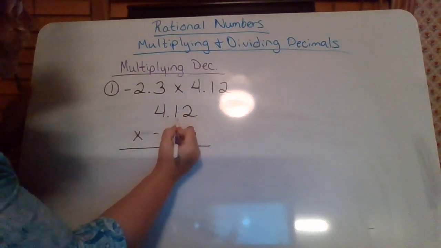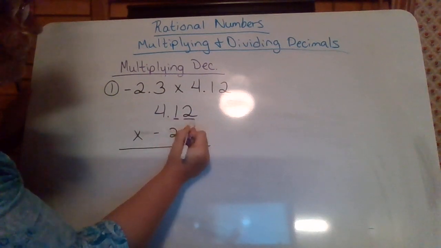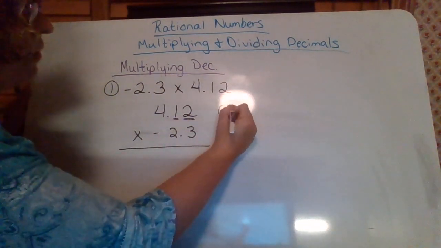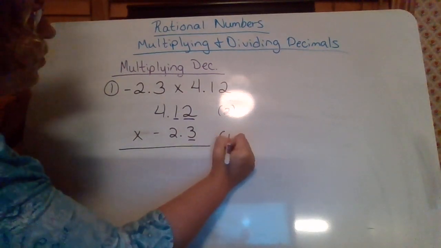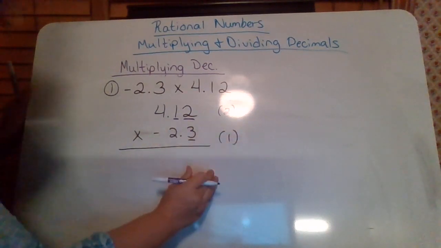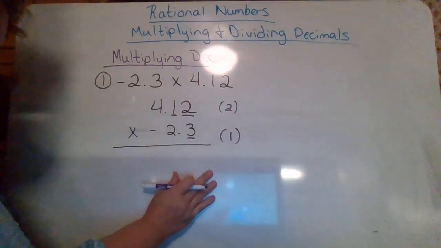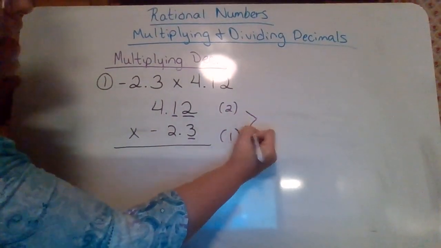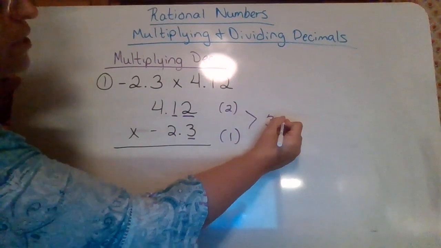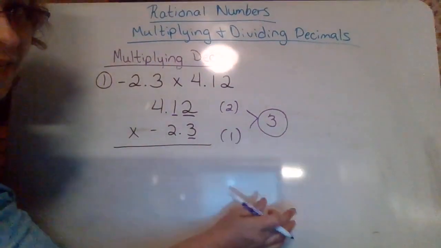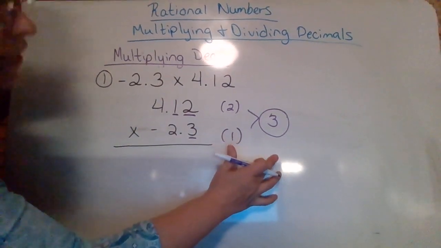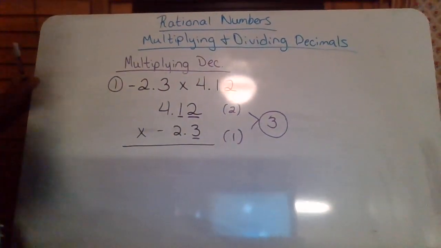So right here, I have a 1 and I have a 2. So that's 2 numbers behind the decimal there. I have a 3 right here, so that's 1 number behind the decimal. So all together, I have 3 numbers that are behind the decimal. We're going to use that at the end, so we'll come back to that in just a minute.